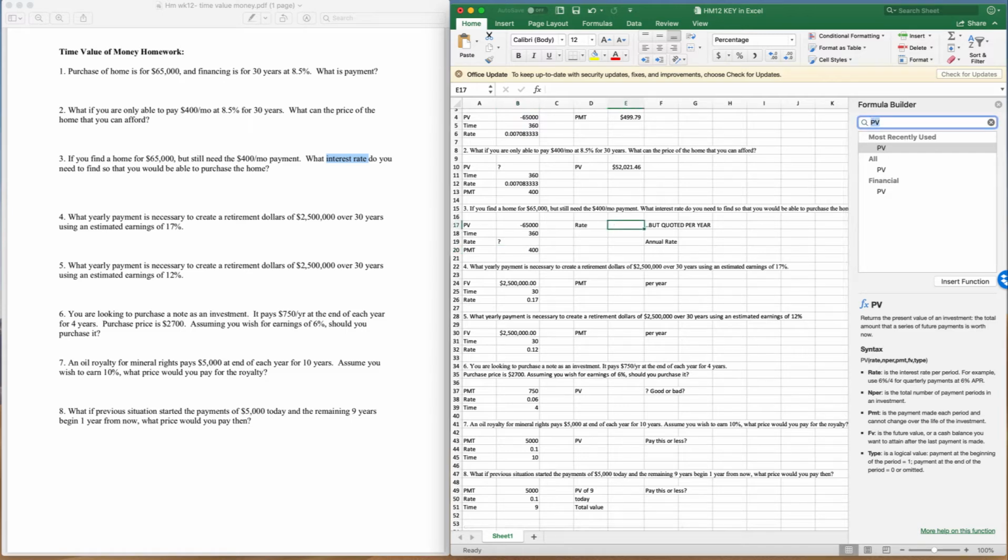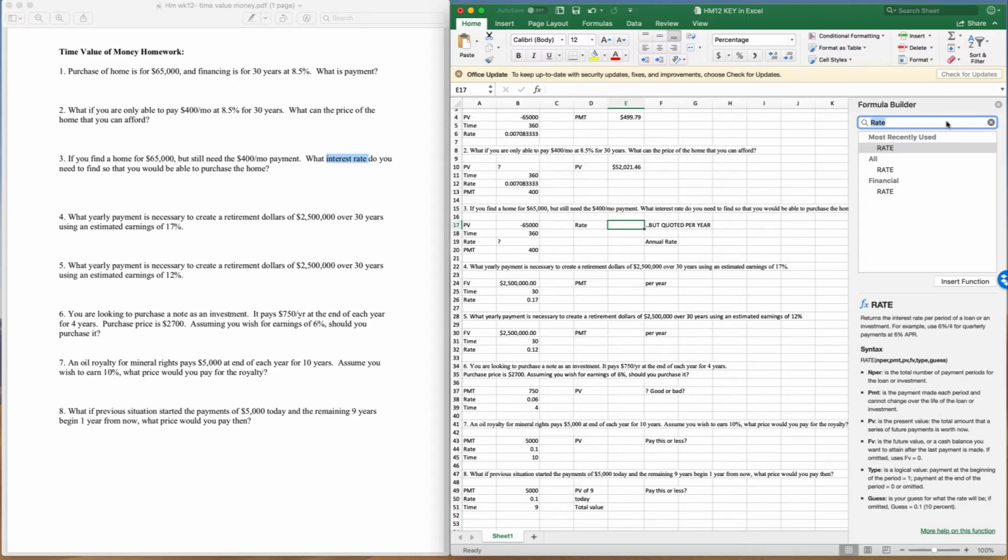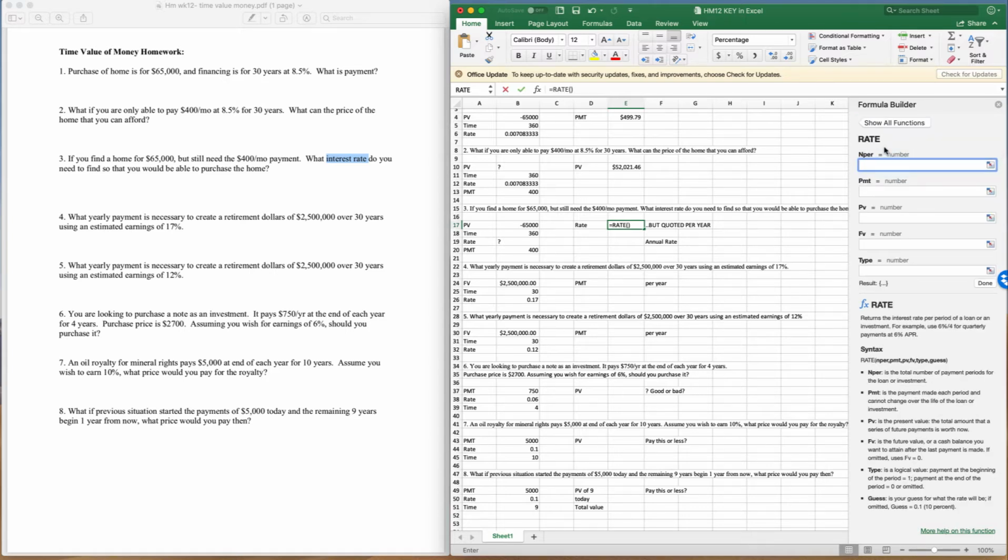So once again, it's one of the variables. If we know a couple of the values, we can calculate the other ones. So there's a rate formula. Perfect, same concept. Time is still that. Payment is still that. PV is still the same. So now I'm after rate. You notice that's not one of the choices in there. So I hit enter here and I get a rate.